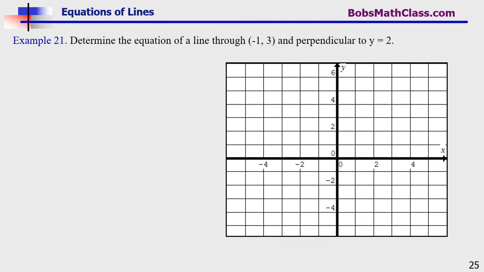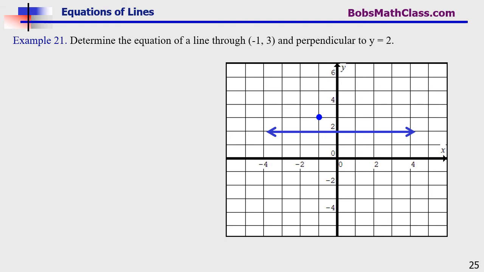Okay, this one says perpendicular. We have a point, -1, 3, and perpendicular to y equals 2. So that's not the same. It's actually going to be the opposite. So y equals 2, that's a horizontal line, and let's plot our point, -1, 3, about right there. And y equals 2, so go to y equals 2 and then draw a horizontal line.